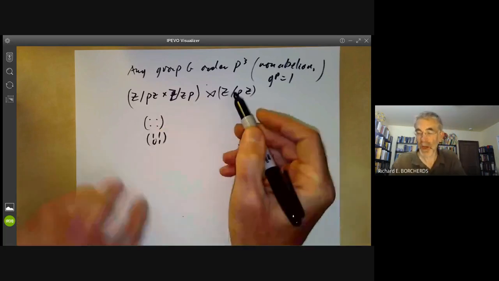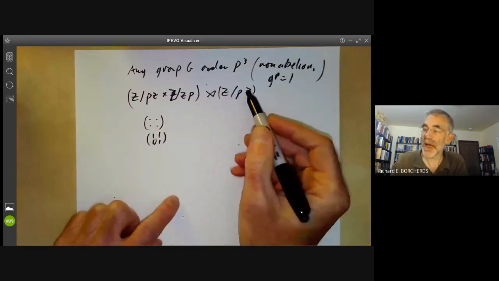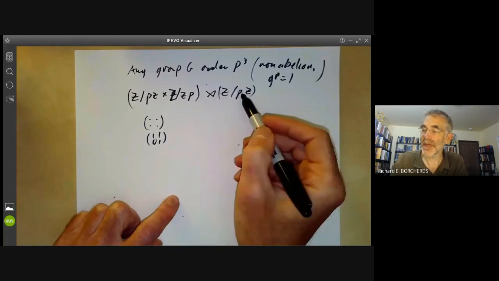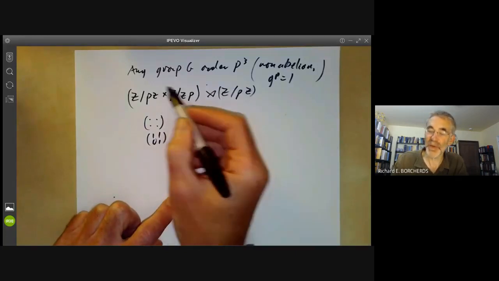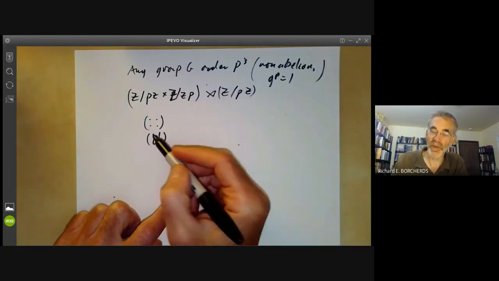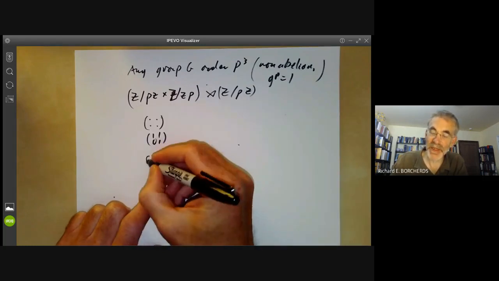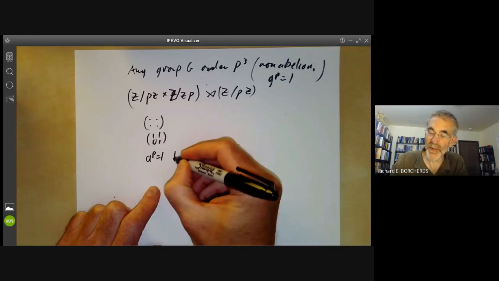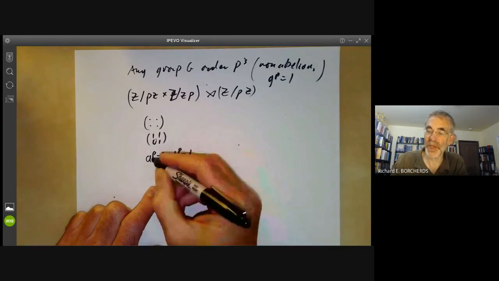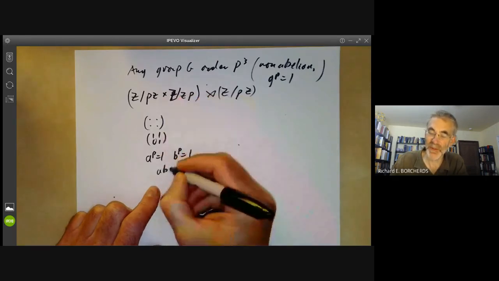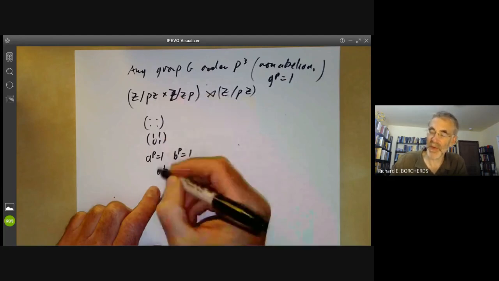They're all conjugate to this automorphism here. So up to isomorphism, we may as well take a generator of this element to be acting on this group here by this automorphism. So we see that this group can be given as follows. It has elements A to the P equals 1, B to the P equals 1. So A and B are generators of this, AB equals BA. So they commute with each other.